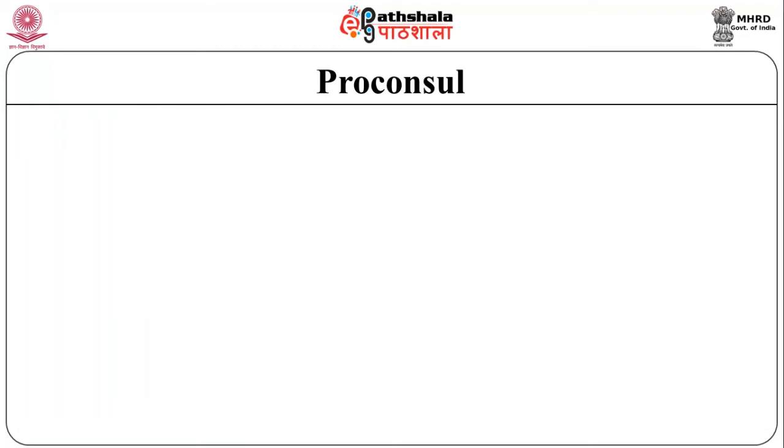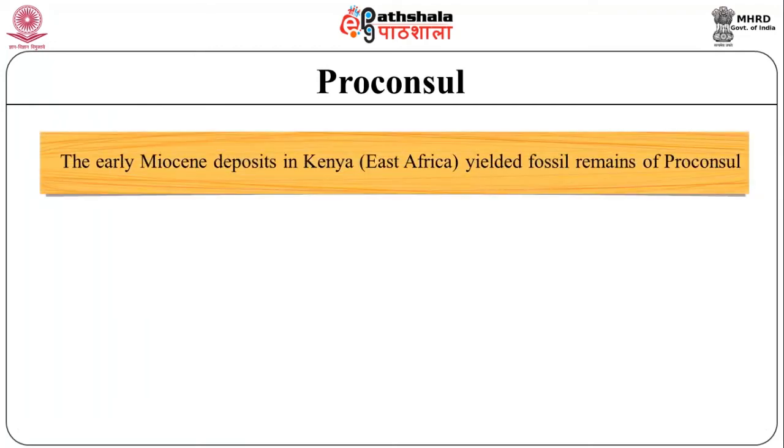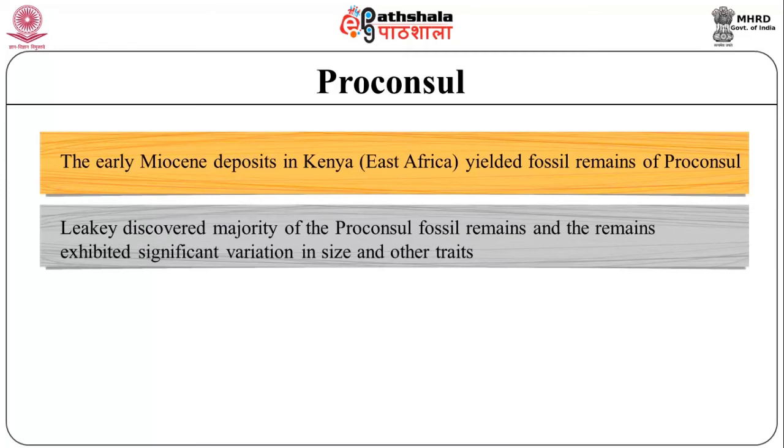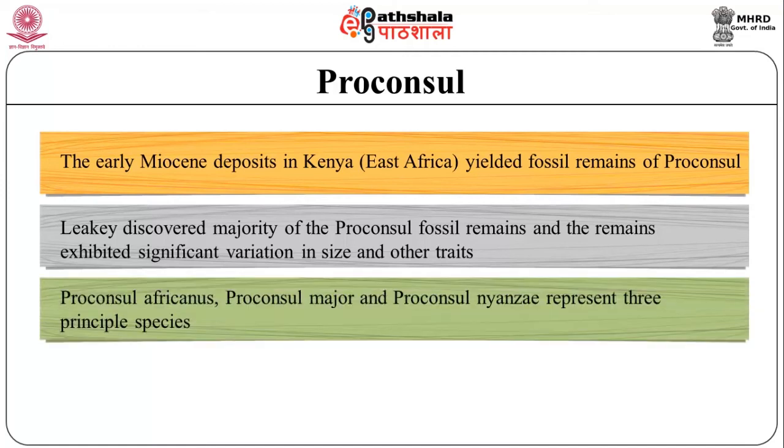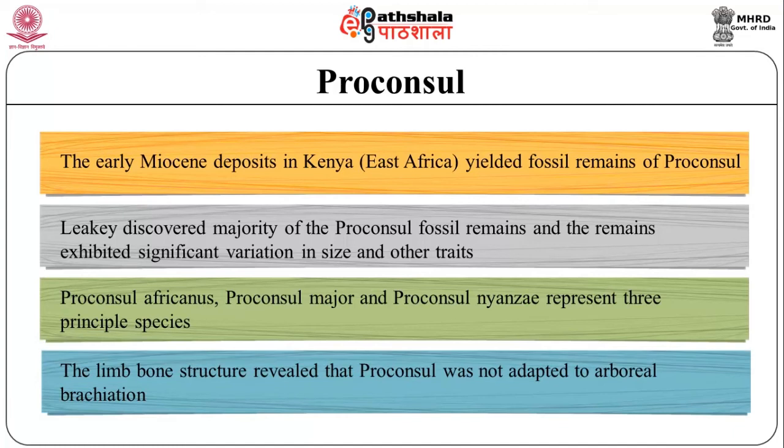The next comes the Proconsul. The early Miocene deposits in Kenya, that is in East Africa, yielded fossil remains of Proconsul. Leakey discovered the majority of the Proconsul fossil remains, and the remains exhibited significant variation in size and other traits. Proconsul africanus, Proconsul major, and Proconsul nyanzae represent three principal species. The limb bone structure revealed that Proconsul was not adapted to arboreal brachiation.